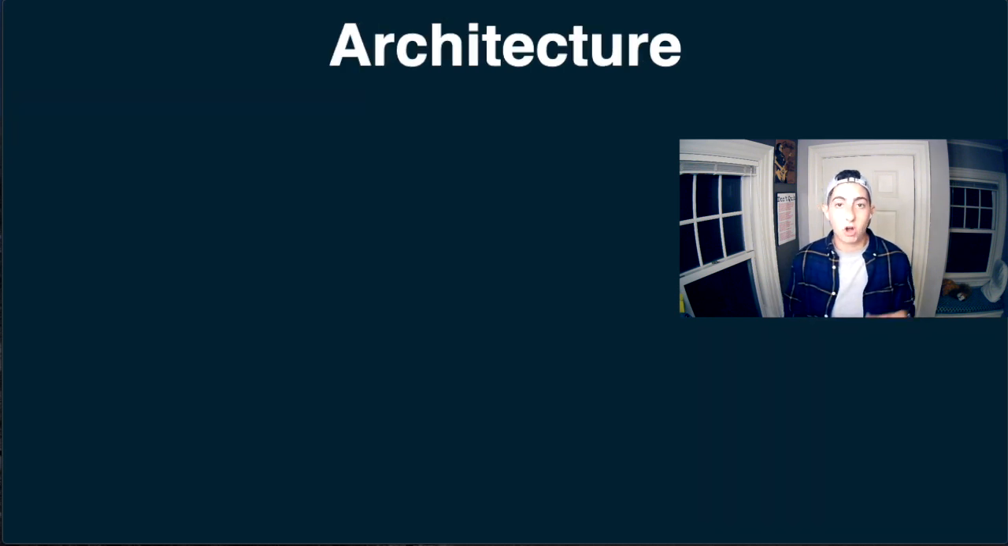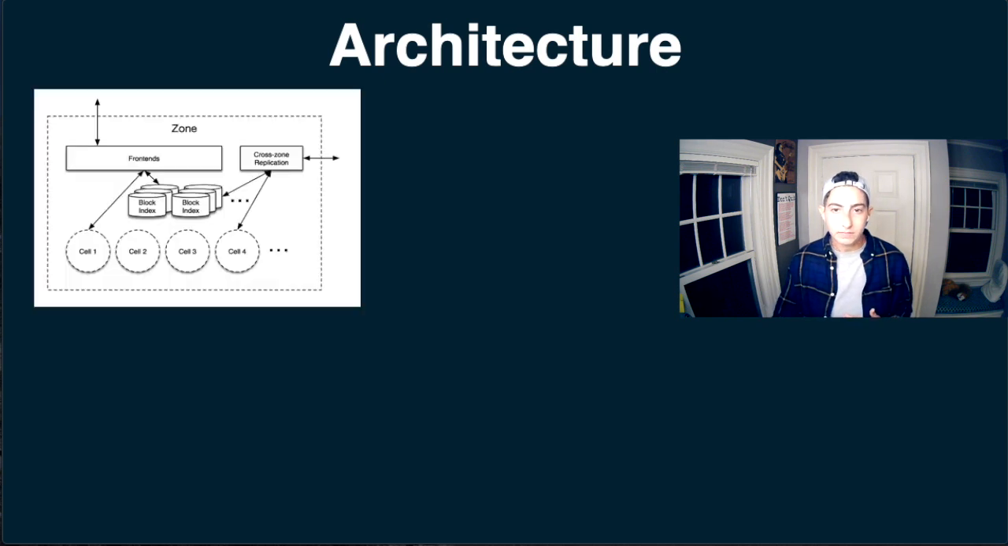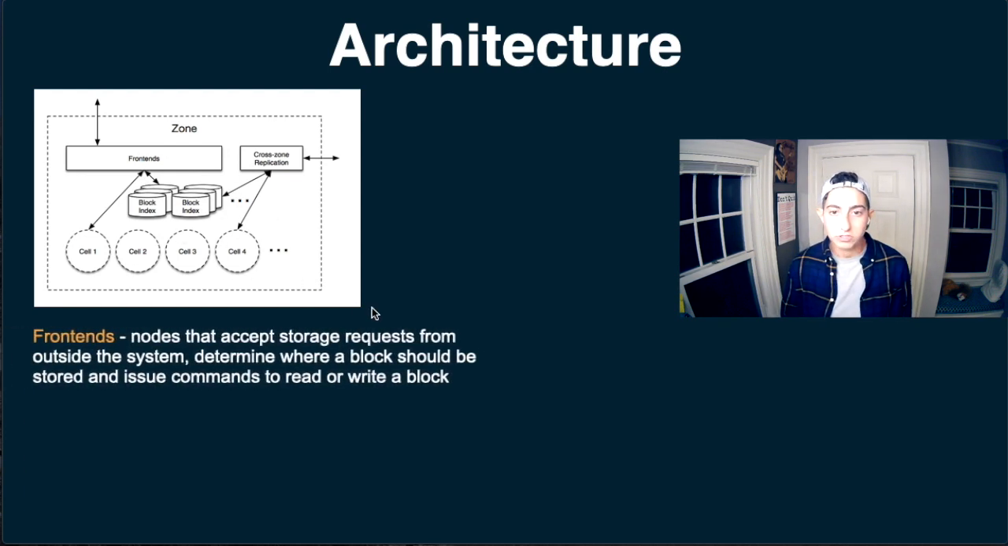So let's talk about the architecture of Magic Pocket. Here's a great little picture. Here's a zone. Generally, we talk about availability zones. This is across a region or some other way of grouping a certain set of nodes together. You can see it's made up of a few different components. We have some front ends, these block indexes, and these cells. We're going to talk about the cells in greater detail, but let's talk about the bigger components right off the bat.